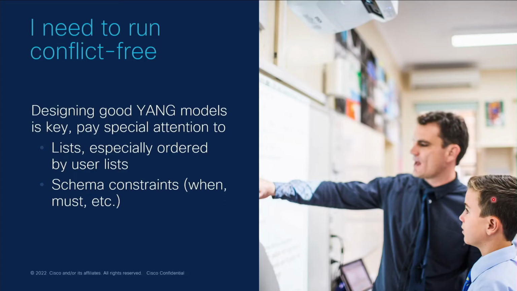Secondly, we have schema constraints like when, must, etc. I don't have the Yang model here, apparently, but let's consider having an integral leaf, and then you have a list with a leaf in it that has a when expression. That when expression is dependent on the leaf outside of the list. So let's say you have 10,000 list elements. Doesn't really matter, you can have 10.